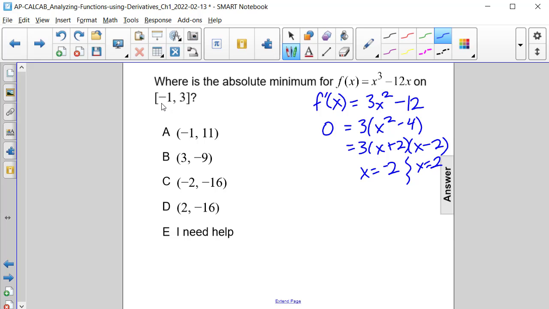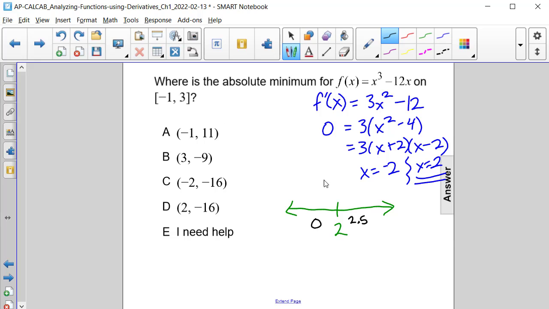Now, since our interval is from -1 to 3, we can ignore the x equals -2. So we just have one critical value that we are going to be testing within this interval, and that's at x equals 2. It's also worth noting that our interval ends at 3, so for our test point that's greater than 2, I'll use 2.5. And since it goes all the way to -1, I find 0 or 1 to be easier to substitute in, so I'll use 0.